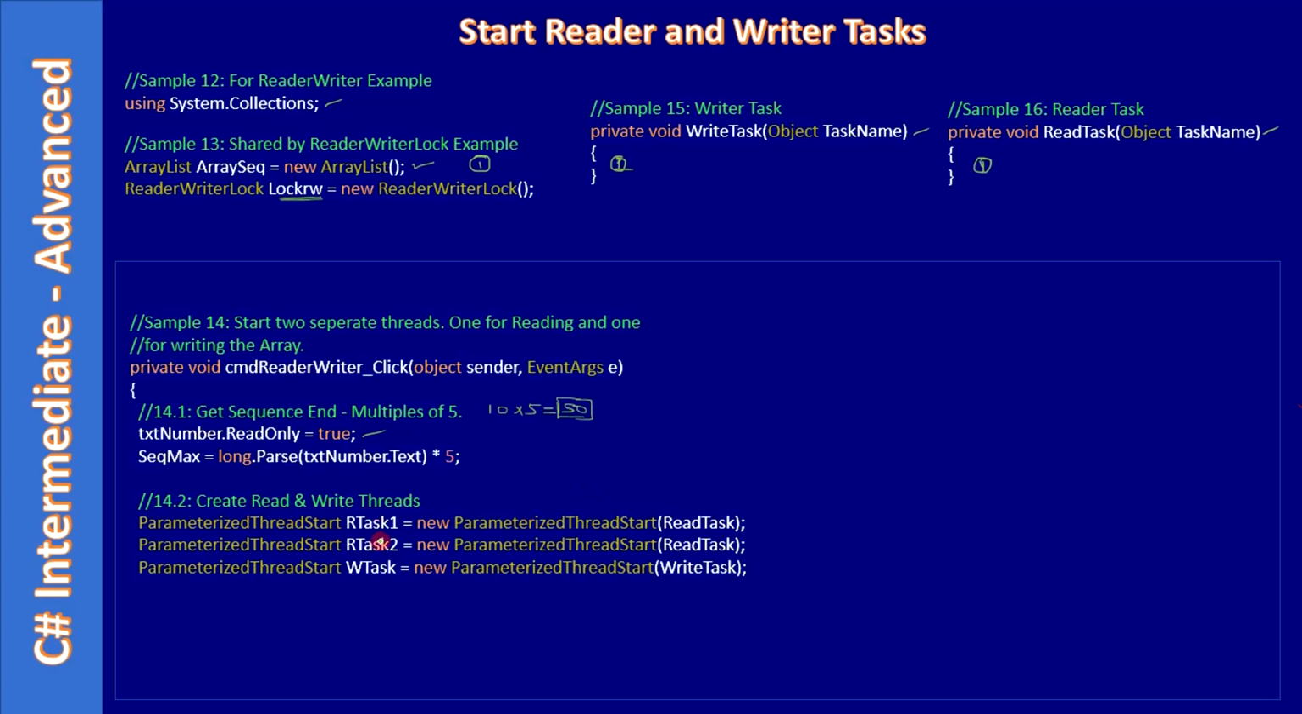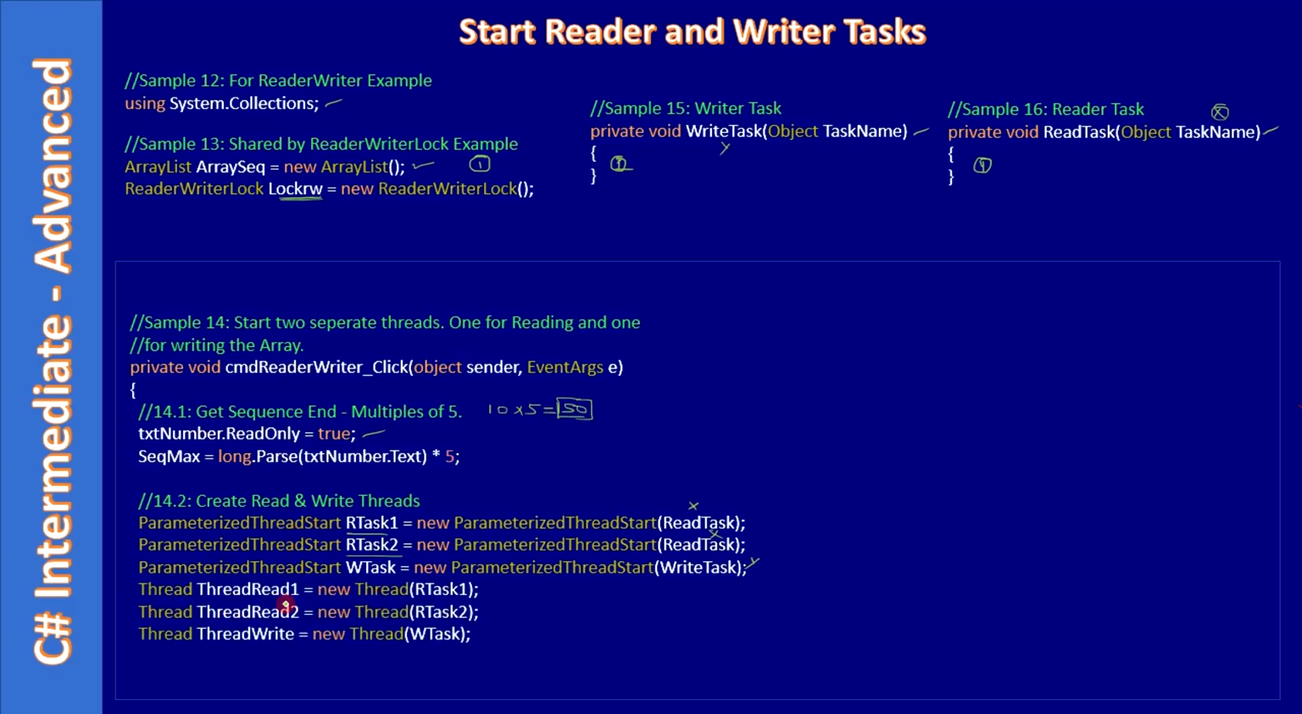Next, here if you see, we are making use of ParameterizedThreadStart, and here we are creating 2 reader threads. The reader threads will make use of read task, and writer 1 will make use of write task. So that's how we are creating the delegates, ParameterizedThreadStart.